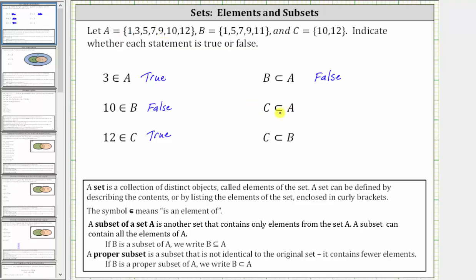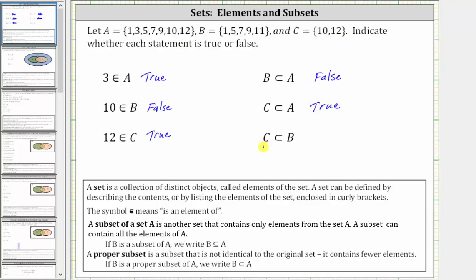Next we have C is a proper subset of A. So looking at set C, notice set C contains the element 10, and so does set A. Set C contains the element 12, and so does set A. So because all the elements of C are in set A, and the two sets are not identical, C is a proper subset of A is true.